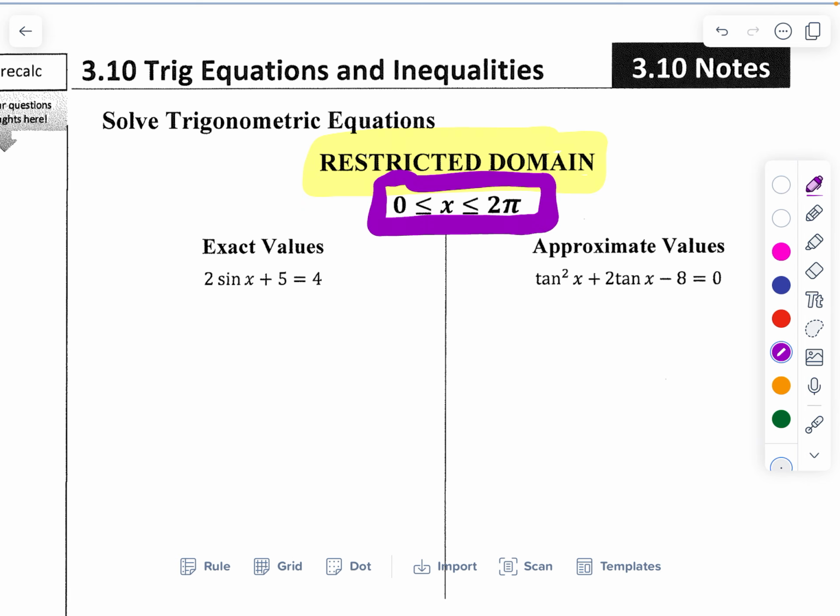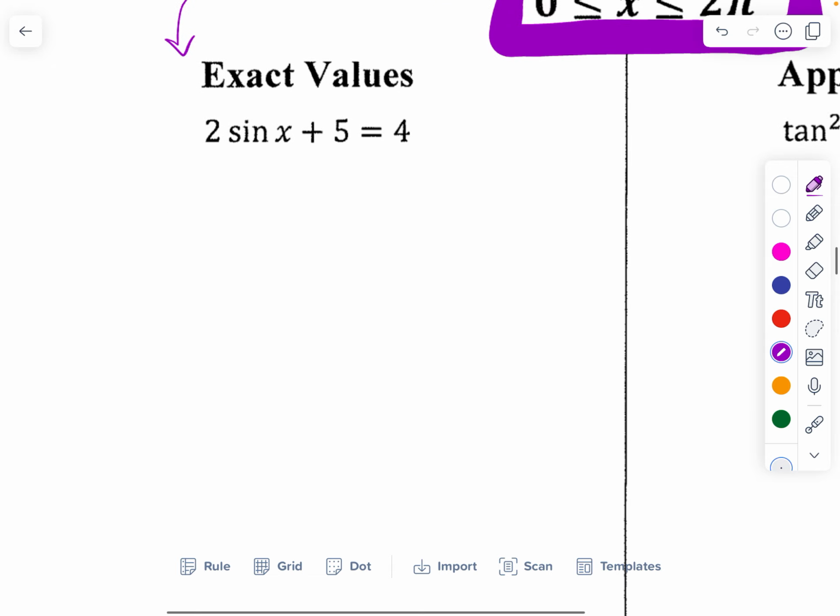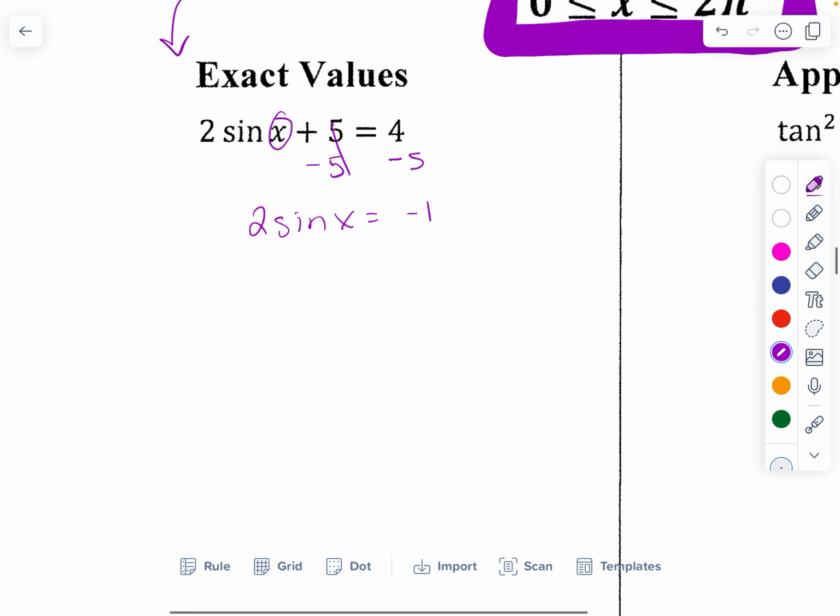So let's go ahead and talk about exact values. Exact values mean that we're not going to be using a calculator. So let's solve for x using these exact values. We're going to solve for x just like we were solving in algebra. We're going to subtract the 5 over, so we get 2 sine x equals -1. Divide both sides by 2, so we end up with sine x equals -1/2.